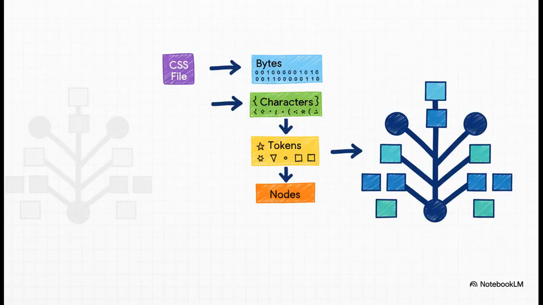Now, at the same time, the browser is doing the exact same thing for your CSS. It takes the raw CSS file and runs it through a similar process, bytes, characters, tokens, nodes, to create another tree structure. This one is called the CSS Object Model, or CSSOM. And this tree, as you'd guess, represents all of the styles.